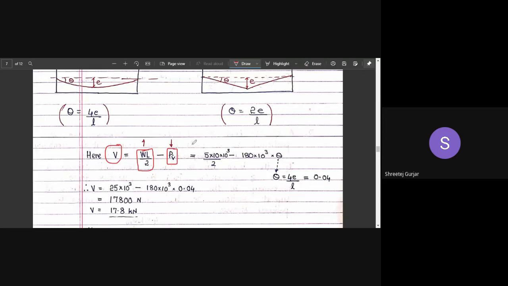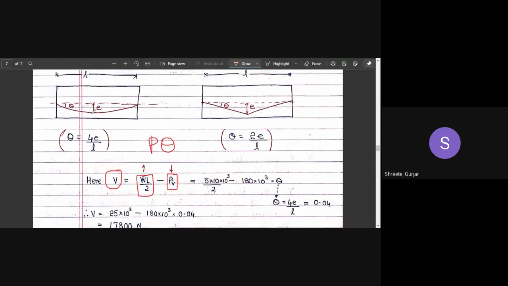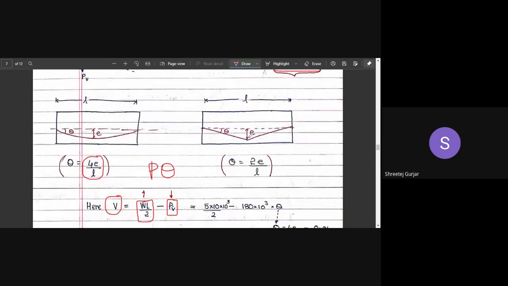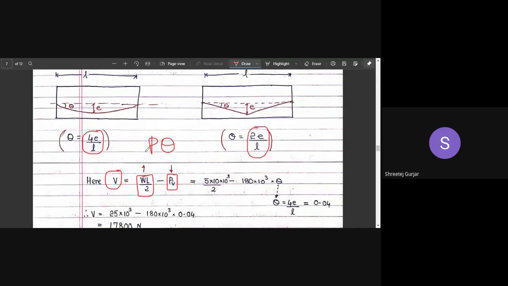So what is PV? It is nothing but P theta. Now, what is the value of this theta? When you have a parabolic cable, theta is 4E/L. When you have a bent tendon, a straight tendon which is bent at the center of the span, it becomes 2E/L. I have written these separately. So at this support, we can calculate theta by using 4E/L, and that is what we have written.